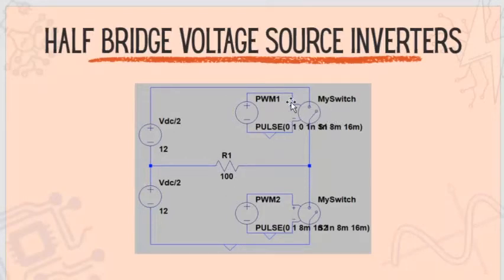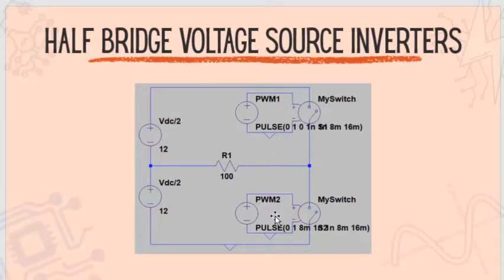The specification of this PWM1: its initial voltage is at 0. It will be on at 1 volt. The period delay is 0. The T rise is 1 nanosecond. The T fall is 1 nanosecond. And the period on is 8 milliseconds. And the total period is 16 milliseconds.